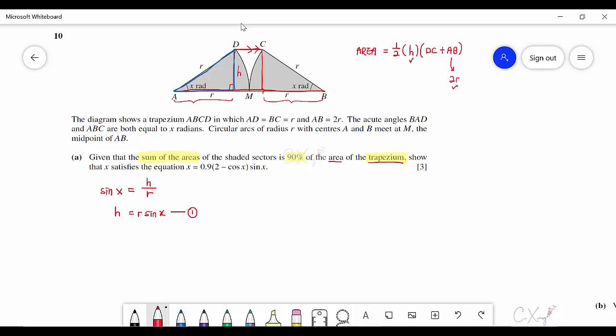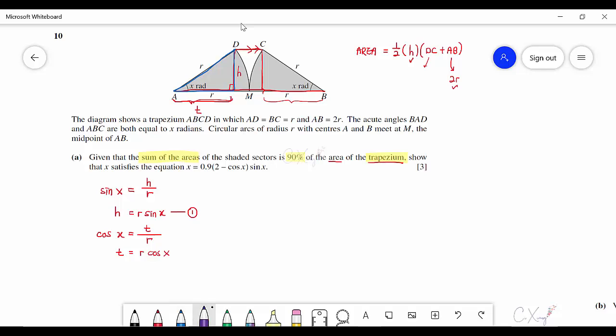Okay, then now I want to get the DC. So to get the DC, I need to find out this particular length first. Maybe I put it as T. To find out the T, again, I can use the same right angle triangle and write it as cos X equals T divided by R. So the length for T is actually R cos X.